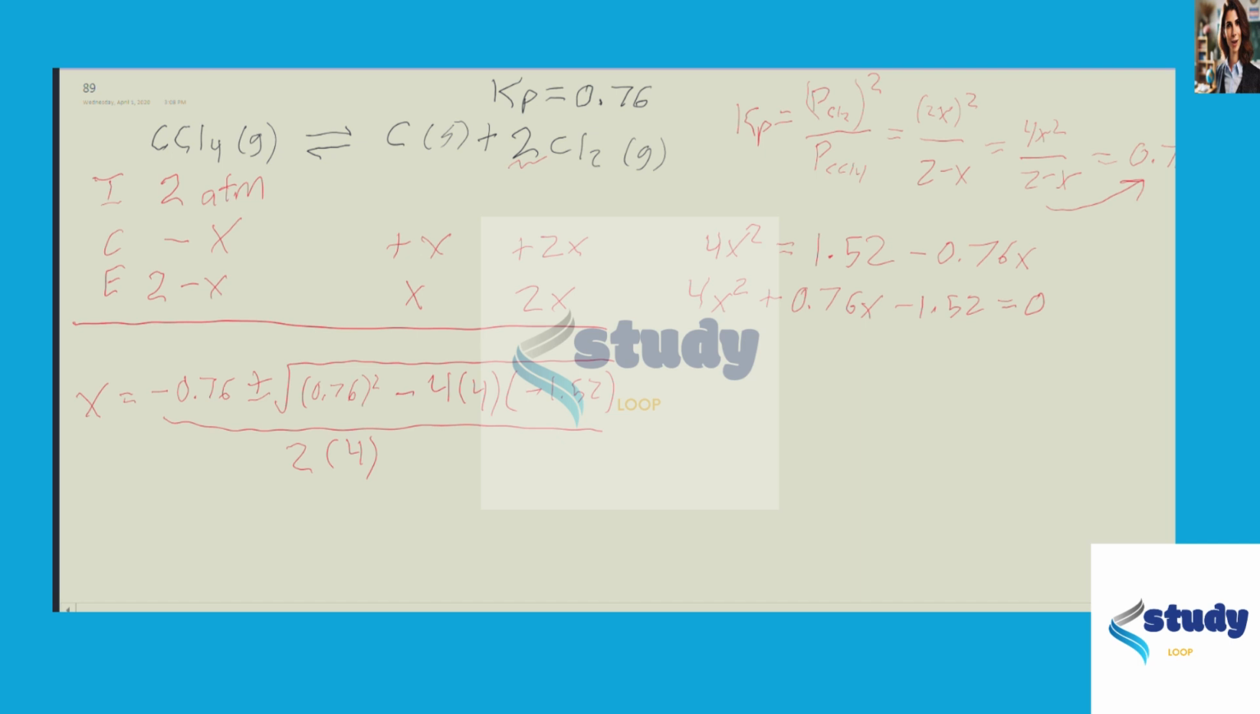This gives you 2 answers. We are going to just stick with the positive root here because our concentrations cannot be negative. So we are going to turn this equation into a plus only. And if you do that math in your calculator, you will find that x equals 0.53 atm.